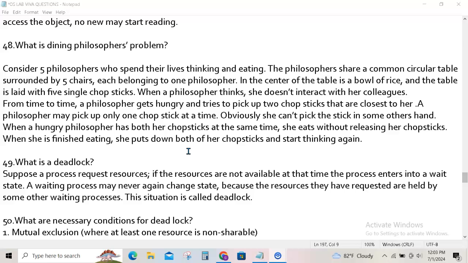First, a philosopher is thinking, and whenever a philosopher thinks, the philosopher doesn't interact with others. When a philosopher gets hungry, they pick up chopsticks. A philosopher may pick up 1 chopstick at a time, and can only pick up a chopstick that is not in the hands of others. When a hungry philosopher acquires both chopsticks at the same time, the philosopher can start eating. After eating, the philosopher releases the chopsticks and starts thinking again.